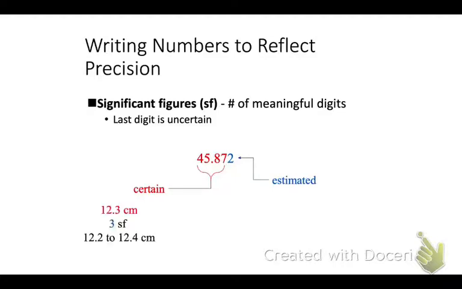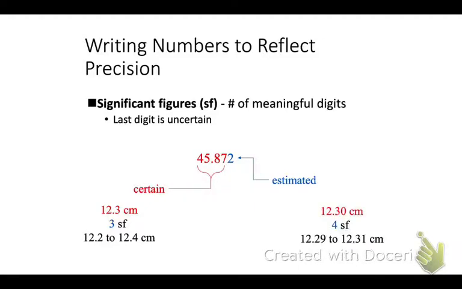Now, if a student measured the length of an object and reported 12.3 centimeters, then the student is reporting 3 sig figs. What does that mean to you? It means the student was 100% sure of the 12 and estimated the 0.3. And because the 0.3 is estimated, it means the actual measurement can be anywhere between 12.2 and 12.4.